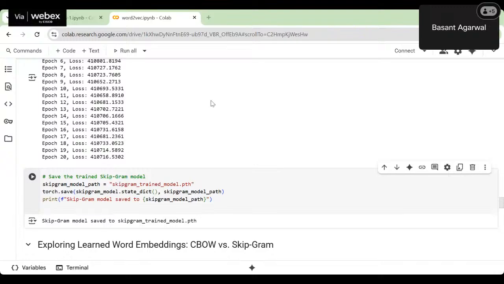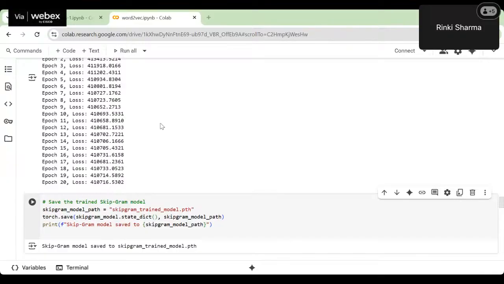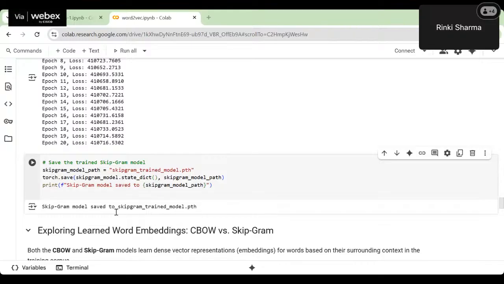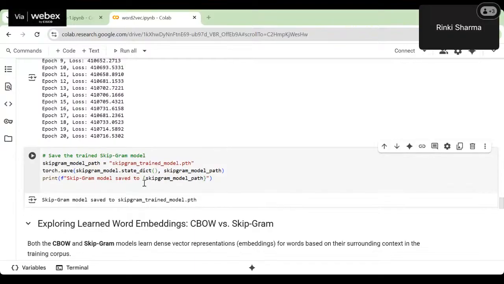So after training of the skipgram model, as this is unsupervised learning, how do we know how our model is learning things?